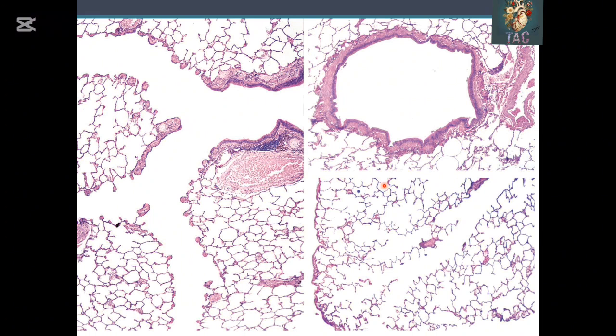So again, very beautiful slides you can see over here. These are the bronchiole. If you are able to see the cartilage pieces over here, then it will be bronchi, and if you are unable to see the cartilage pieces over here, then it is the bronchiole. So please memorize it. Here you can see the cartilage piece. These are the different alveoli with the respiratory bronchiole and alveolar ducts present over here.